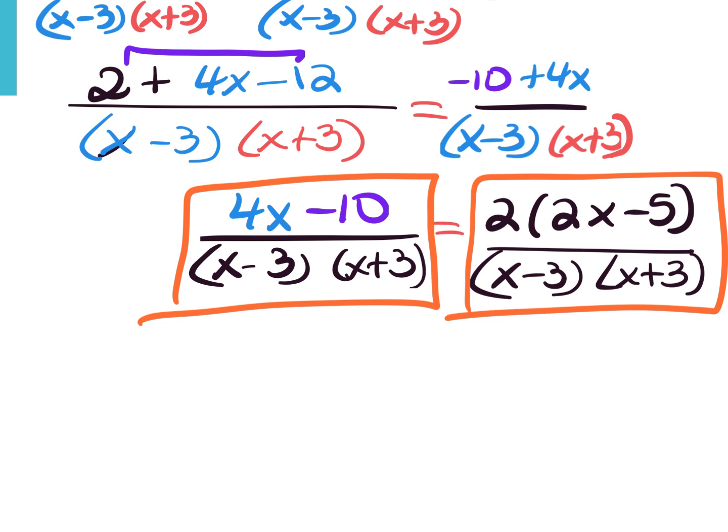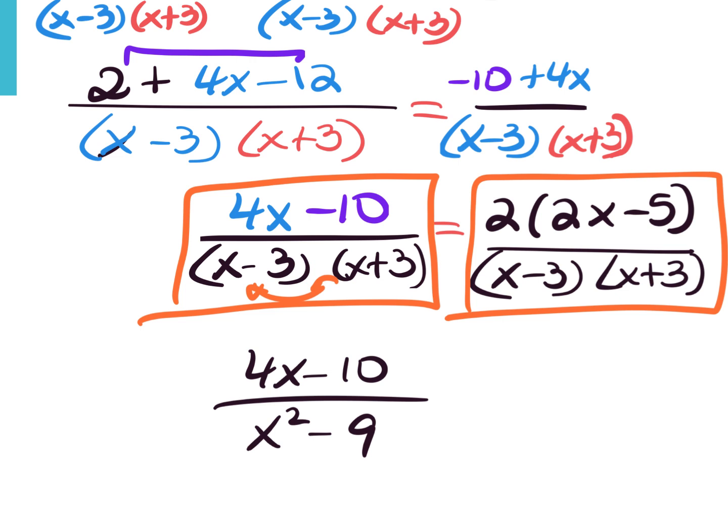Now, on an SAT, they may FOIL this and put it back as 4x minus 10 and x squared minus 9. They may FOIL it back to get the difference of 2 squares. So just be aware of it when you're taking the PSAT next month or the SAT going forward.